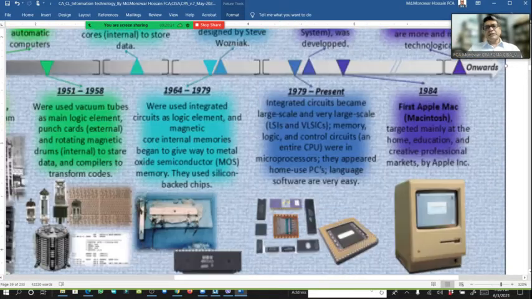In 1979, integrated circuits became large scale and very large scale, that means LSI and VLSI: memory, logic, and control circuits, that means the CPU, where microprocessors appealed to the home. At this moment, innovation is going on day by day in research and development, with size minimizing day by day, and cost also.